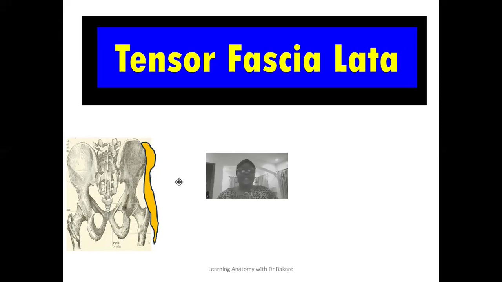In this lecture, we'll be looking at the tensor fascia lata. Using this image by the side here, this is where we have the tensor fascia lata, arrowed in black. This muscle is one of the muscles of the superficial gluteal region.